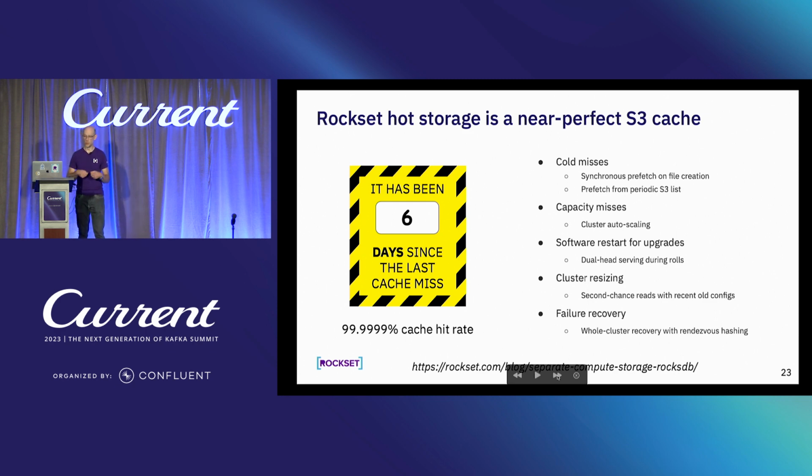This means that when we do a roll, we start up the new process and then wait until all the traffic is moved to it, all the requests are drained from the old one, and all the configs are consistent before we drain the old one. That gets rid of cache misses from that. That also avoids any unavailability downtime during a normal roll, even without having to do a failover.